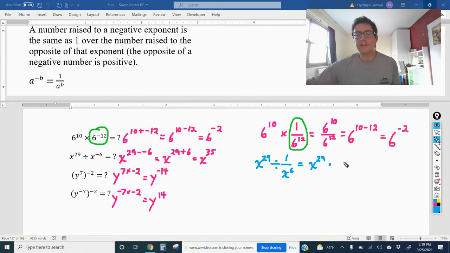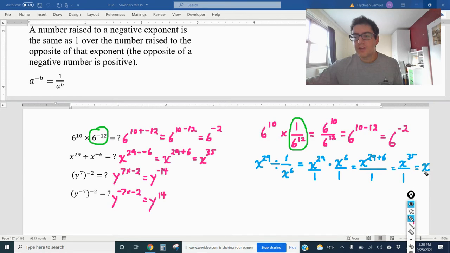And flip this, so that would be x to the 6th over 1. And we could also put this over 1. And then we just multiply the numerators. So x to the 29th times x to the 6th would be x to the 29 plus 6th power. That's using the rule for multiplying terms with the same base. 1 times 1 is 1. So we would get x to the 35th over 1, which is x to the 35th. Okay, same thing that we got before.